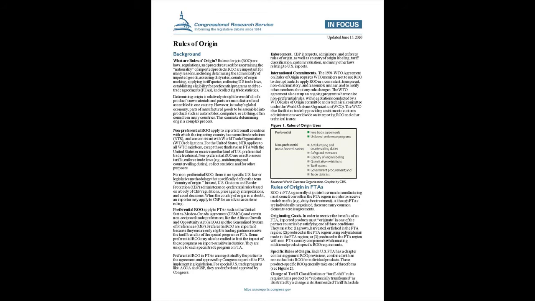Determining origin is relatively straightforward if all of a product's raw materials and parts are manufactured and assembled in one country. However, in today's global economy, parts of manufactured goods to be assembled into products such as automobiles, computers, or clothing often come from many countries. This can make determining origin a complex process.